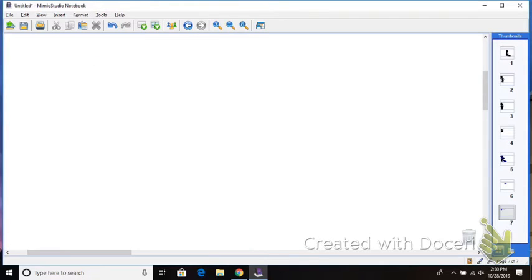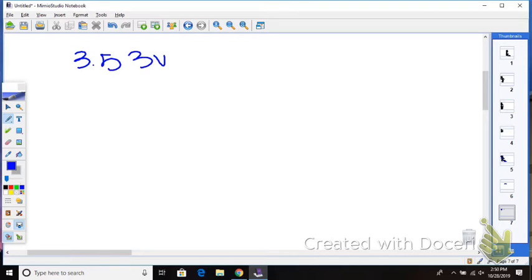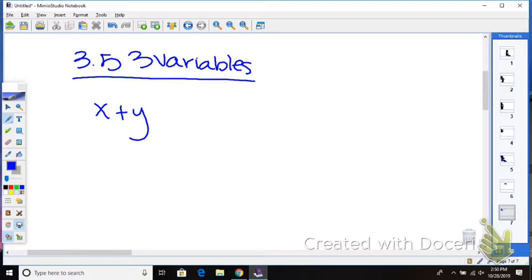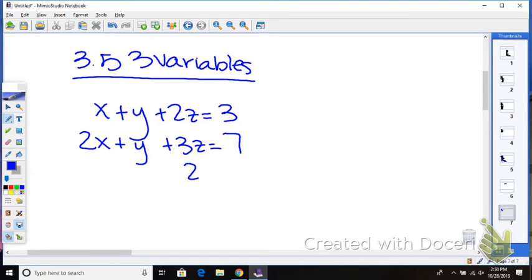So here is our first, we're going to start off easy. I'm going to give you one that's easy to start. 3.5, 3 variables. I'm going to label each, well, once we do a real one. This is kind of a fake one because it's really easy. So I have x plus y plus 2z equals 3, and then 2x plus y plus 3z equals 7, and then z is equal to 3.